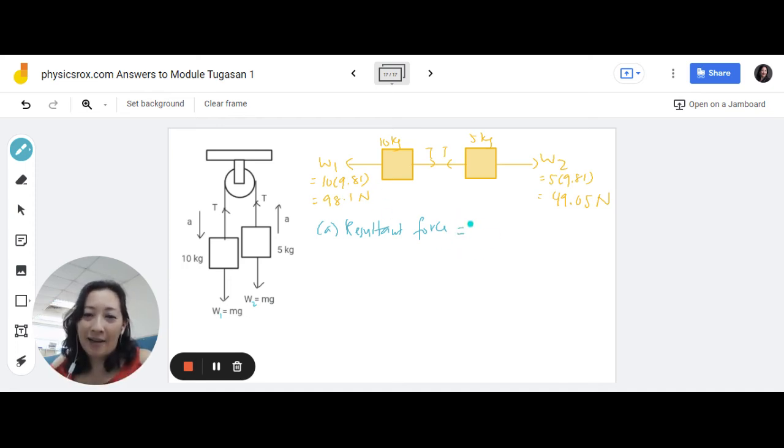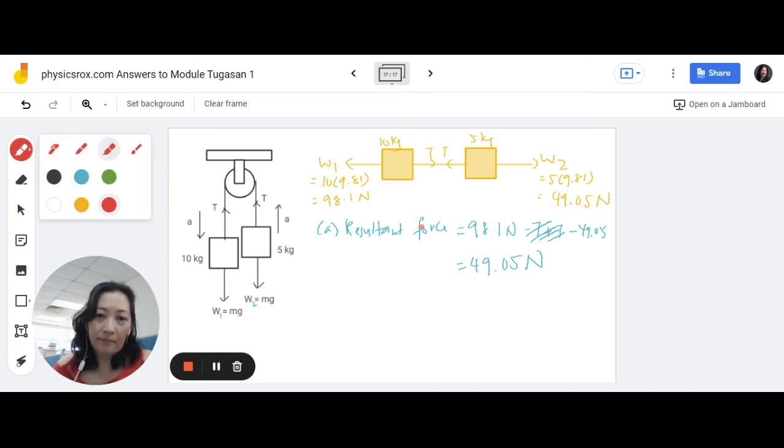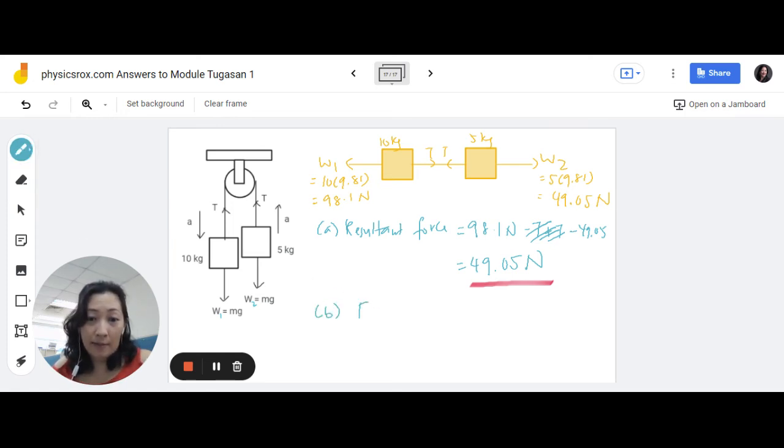So we take it again, 98.1 Newton minus T plus T minus 49.05, which again you can cancel. So 98.1 minus 49.05 gives you 49.05 Newton. To solve acceleration, F equals ma, taking this as our F, our resultant force, 49.05. Mass is still both added together, the sum of both. And in the end, we get 49.05 divided by 15, 3.27 meters per second square.